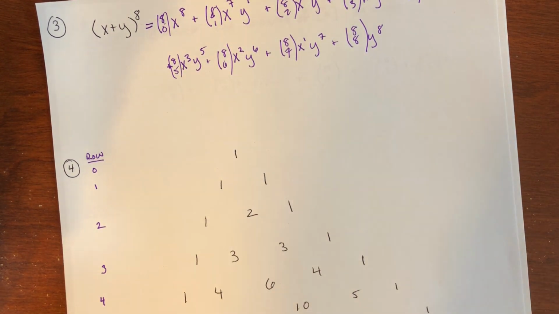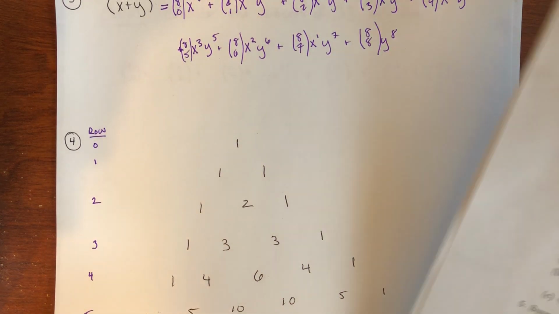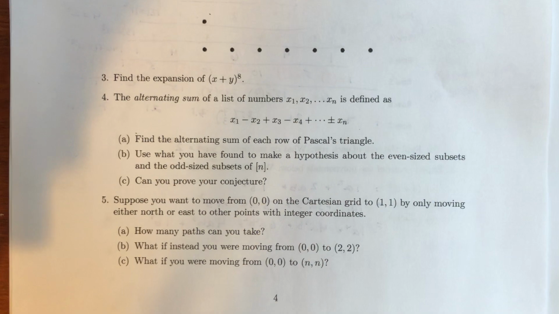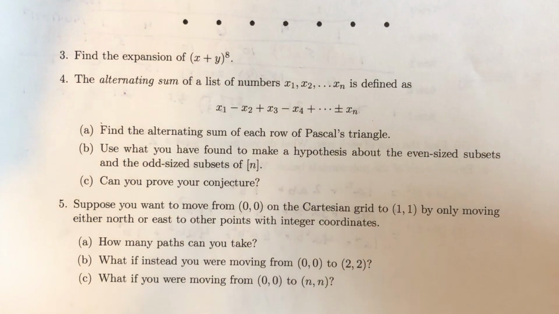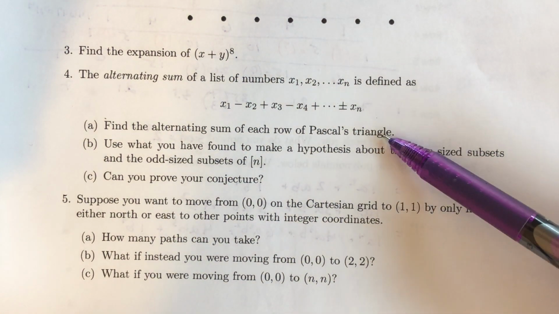Okay, so that was number 3. Now number 4 gets really interesting. So let's read back over here and see what they want us to do. They want us to find the alternating sum of each row of Pascal's triangle.